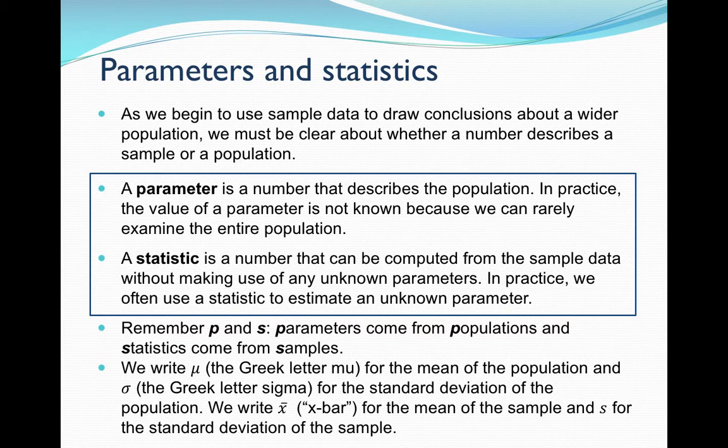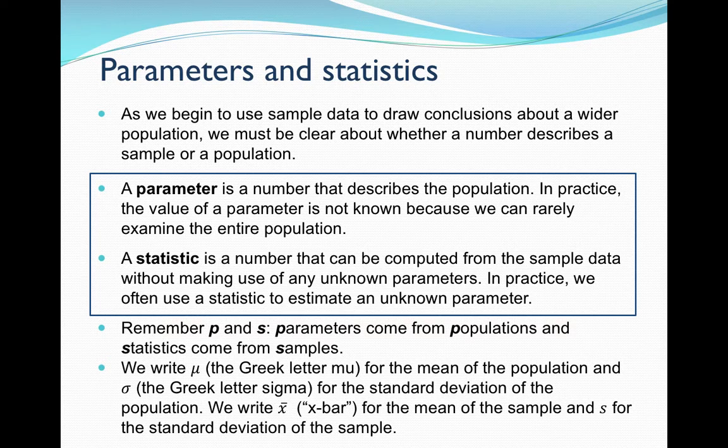The nice thing about this is that P and for parameter and population, they both start with the same letter. And statistic and sample both start with the same letter. And so when I'm talking about a statistic, that refers to a sample. When I'm talking about a parameter, that refers to the population.